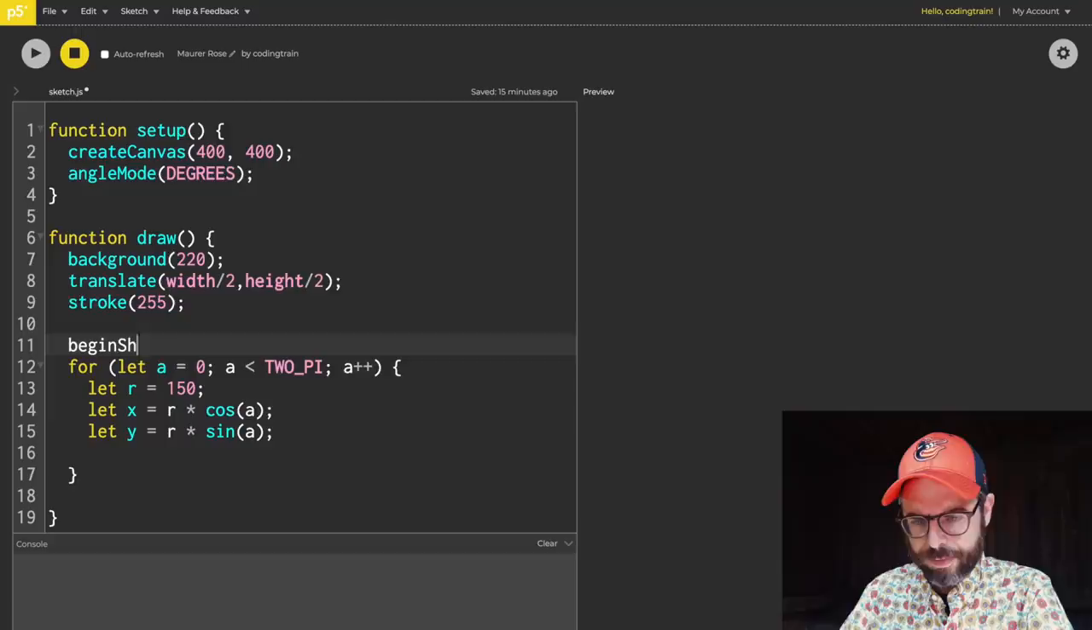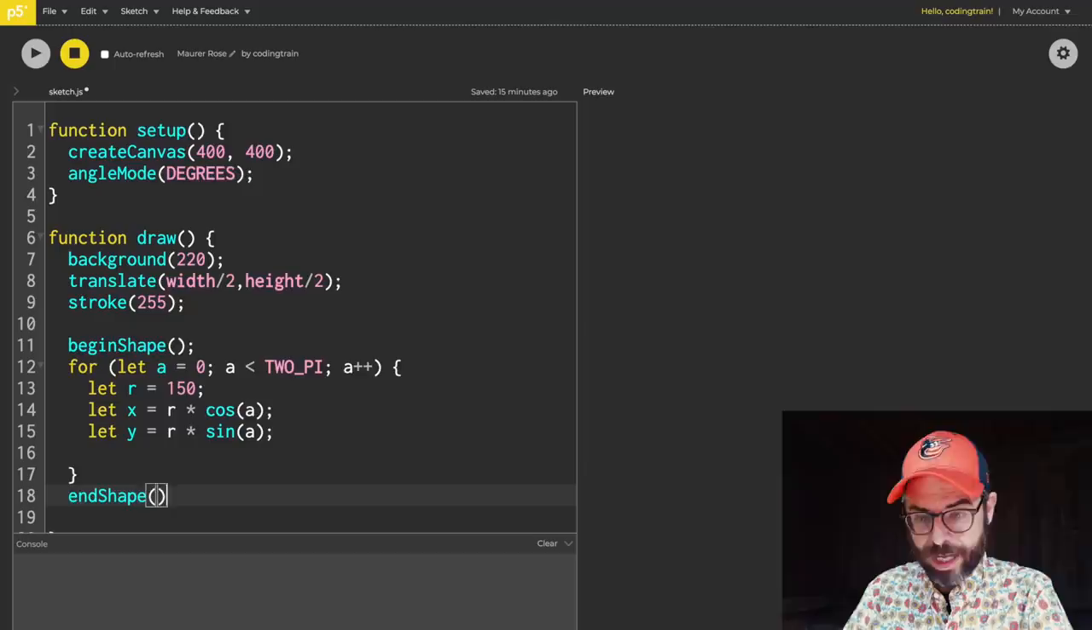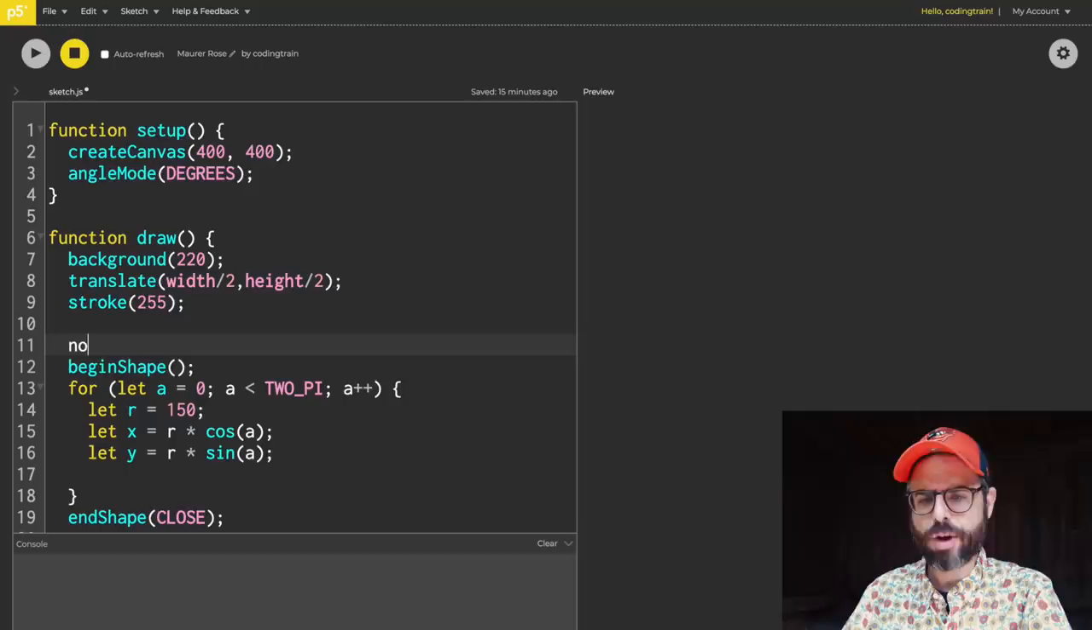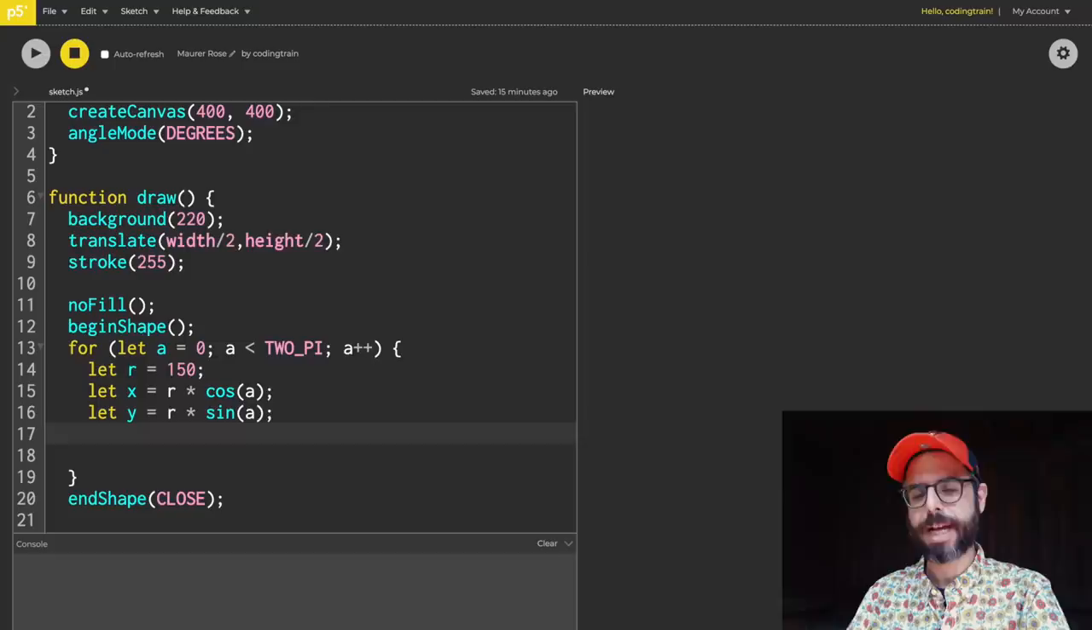So now if I say begin shape, end shape. This allows me to create a closed path. I could even put close down here. I don't know if I need that. I want to say no fill. I don't want to fill up the path. And then what do I want to say? A vertex. So this is the start, probably similar to that previous coding challenge.